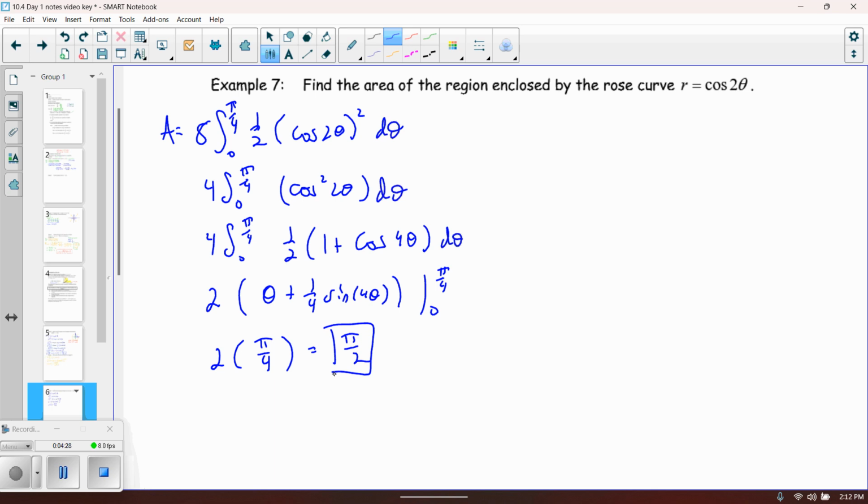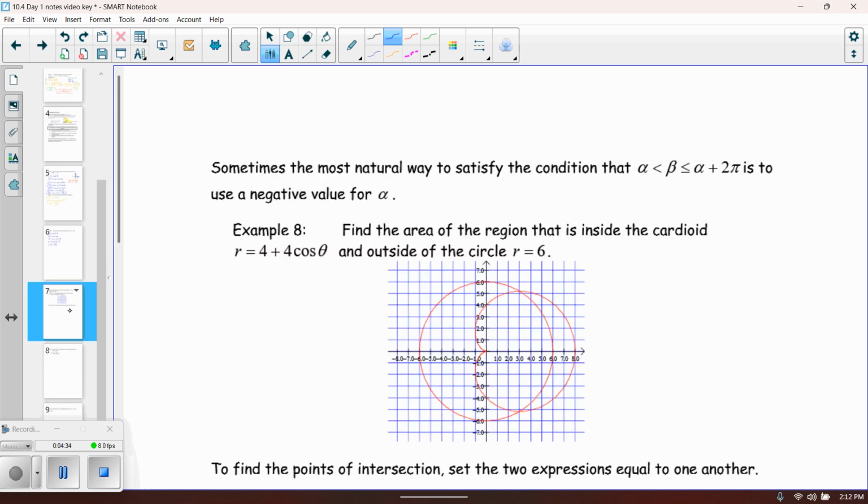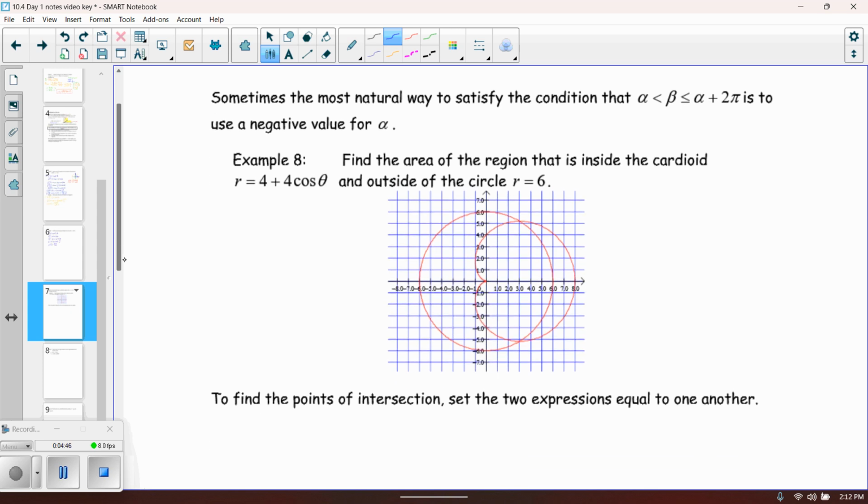All right. So now we're going to introduce not a new concept, but a new concept to our polar. What if we've got multiple polar curves and we're trying to find something where the area is either in between, a part of, outside of, something like that? So let's go ahead and take a look at this example right here.